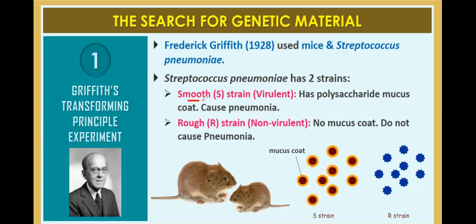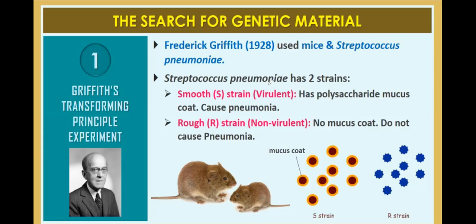First is the smooth strain, that is called S strain. It is virulent. Virulent means dangerous, which causes disease. It has a polysaccharide mucus coat and it causes pneumonia. Because of this mucus coat, it is virulent. This S strain is virulent and causes pneumonia, because of that the mice die.